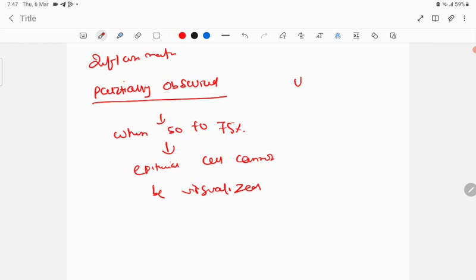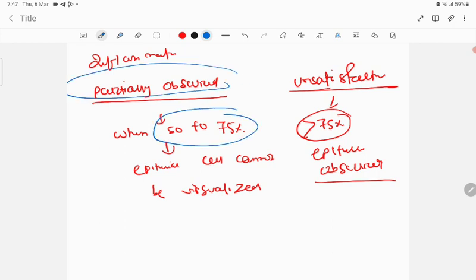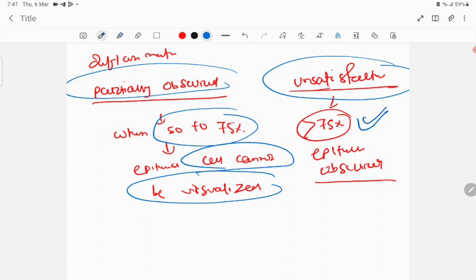And you call it unsatisfactory if more than 75% of epithelial cells are obscured. This is another method to tell whether a specimen is inadequate or adequate. If 50 to 75% of epithelial cells cannot be visualized, it is partially obscured. Unsatisfactory is when more than 75% of epithelial cells cannot be visualized, that is completely obscured.